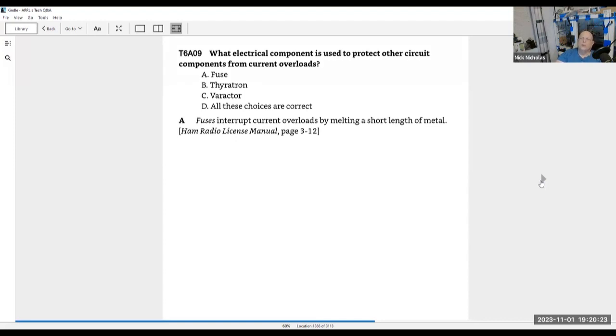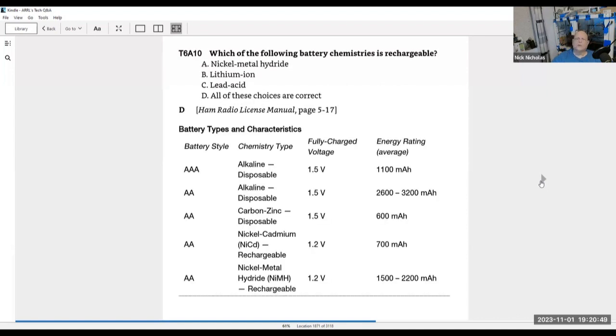What electrical component is used to protect other circuit components from current overloads? The two devices that protect against current overloads are fuses and circuit breakers. And here, the only one they list is a fuse, so that's the correct answer. It's not time, but I'm going to ask a trivia question, you guys. What's more dependable, a fuse or a circuit breaker? Who wants to guess? You guys think about it. I'll talk about it right at break time.